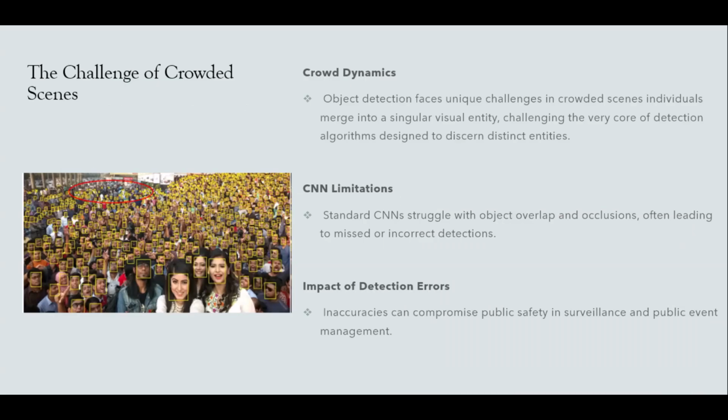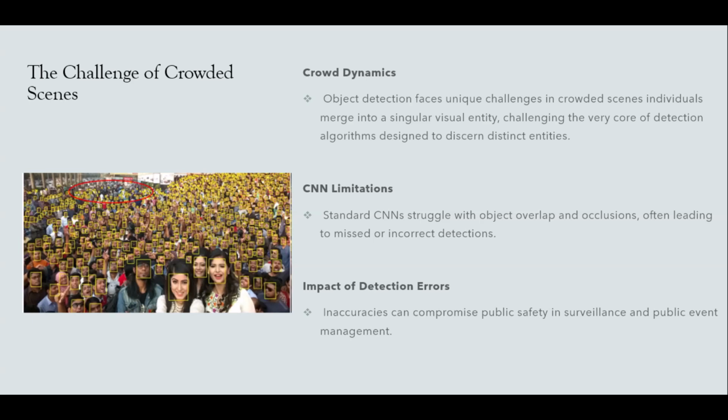So why are crowded scenes a challenge? Object detection, like I said, identifies a single entity, but in a crowded scene the algorithms are going to have an issue identifying whether an object is a single entity, given that the overlapping or occlusions is wrapped into a single entity, which is going to cause an issue.